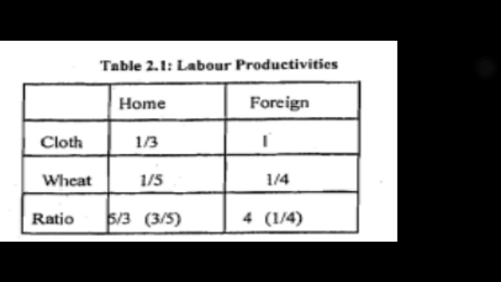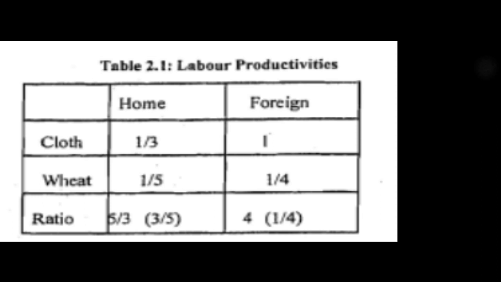But what determines comparative advantage? In order to answer this question, let us find the labor productivities in the two countries in cloth and wheat production. Look at Table 2.1, which shows the comparative labor productivities in both countries. Table 2.1, Labor productivities. Look at the screen. As you remember, labor productivities are just the reciprocals of unit labor requirements.